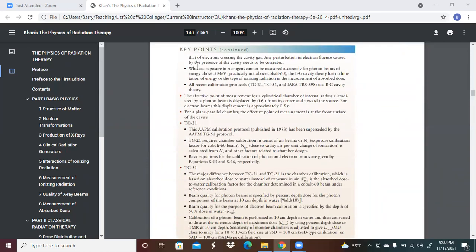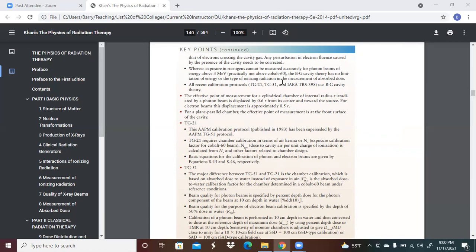So the problem we have here is that exposure in roentgens cannot be measured accurately for photon beams above 3 MeV, and it says here generally not above cobalt-60. That's a problem, because what are we delivering to the patient? In many cases, 4 MeV or above. You've got 6, 10, 18, in some cases 25. So we can't really get information about what dose these beams are depositing based purely on exposure.